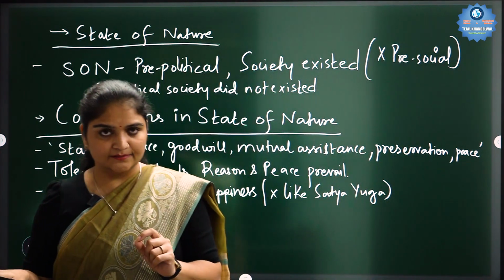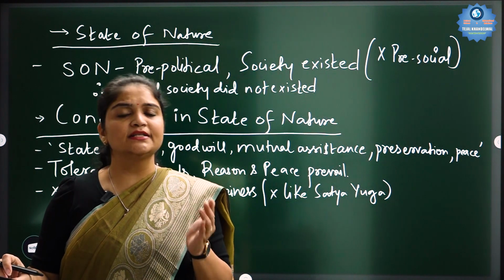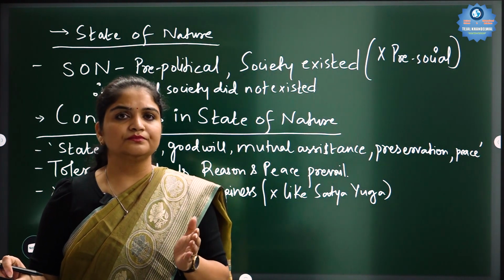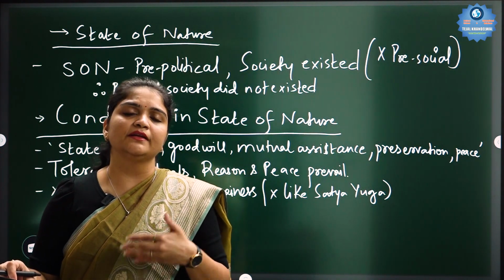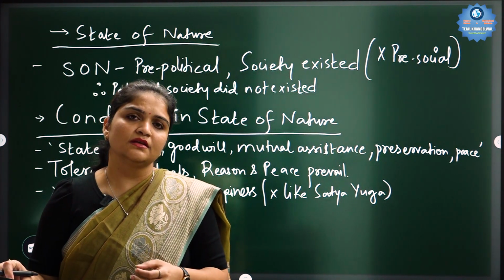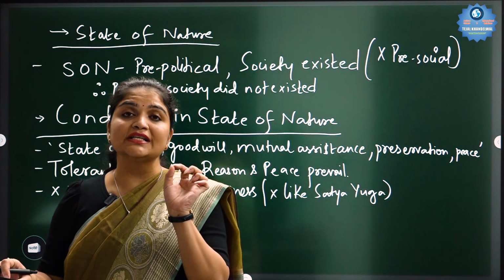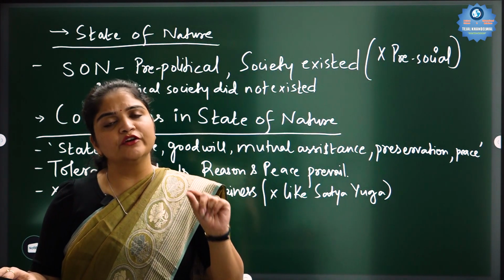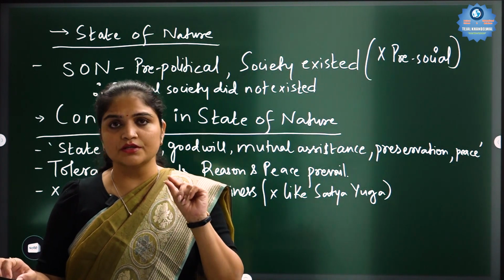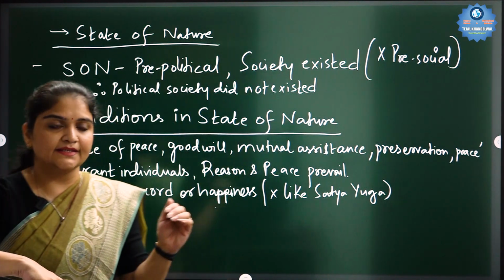So he says that despite the fact that in the state of nature men were good, they were peace loving, they were doing mutual assistance, there were something known as inconveniences. And why were there inconveniences in the state of nature? Let's see.